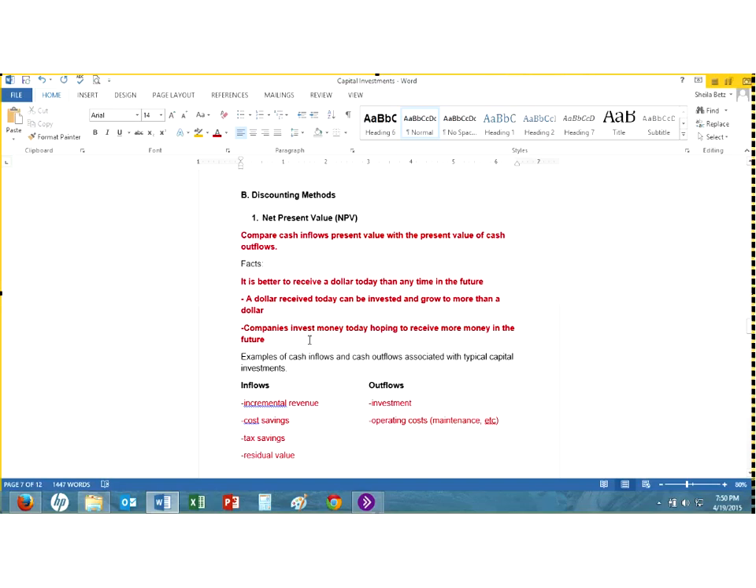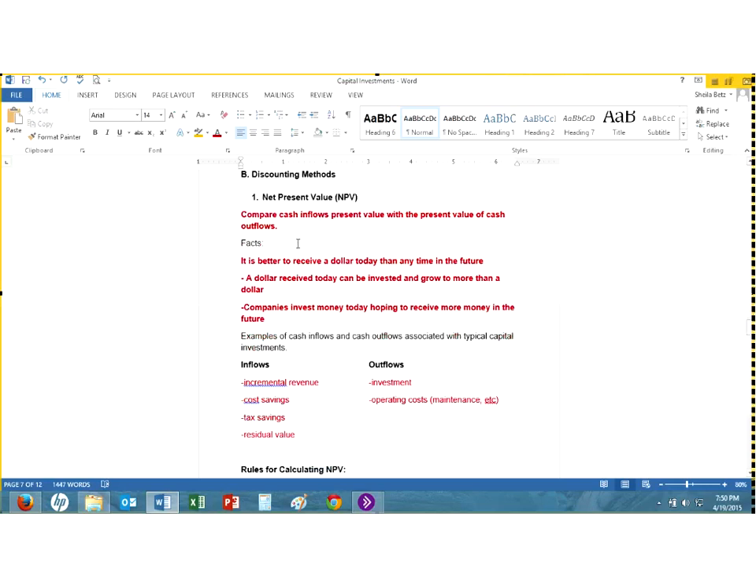So before we move into this, let's talk about just some facts. It is better to receive $1 today than any time in the future because, as I mentioned in the beginning of the lecture, $1 today is going to have more buying power. I remember my parents saying we could buy a bottle of Coke for 5 cents. Well, that 5 cents back in the 1950s had higher buying power, right? It was worth more then than 5 cents is now.